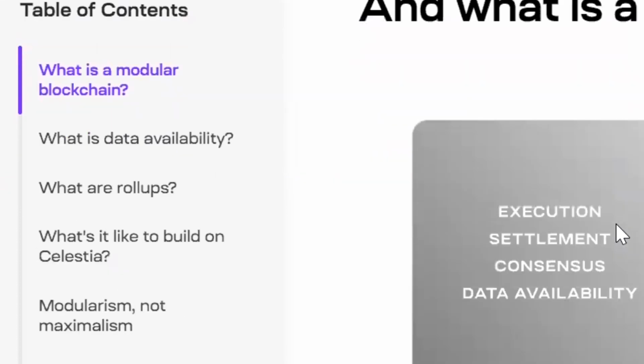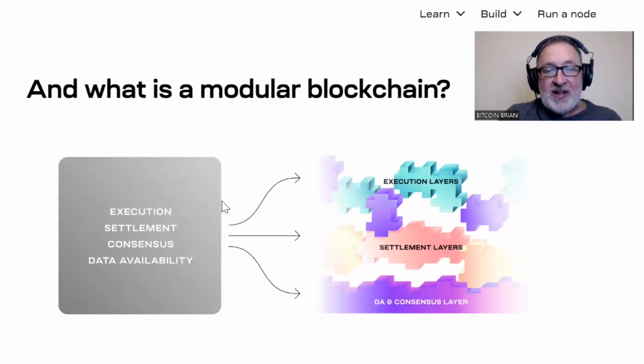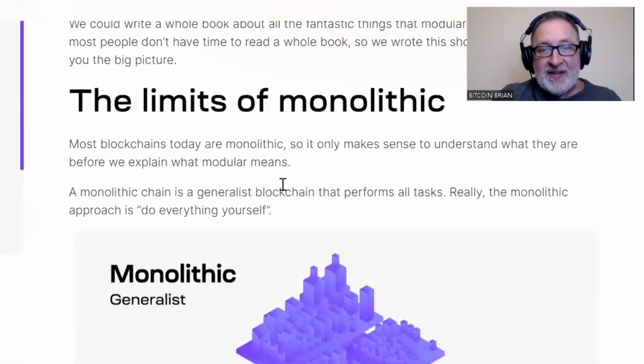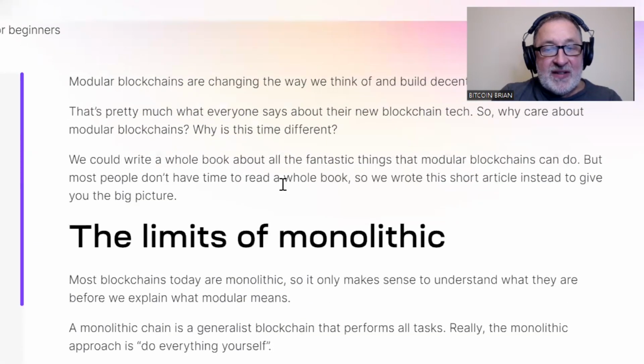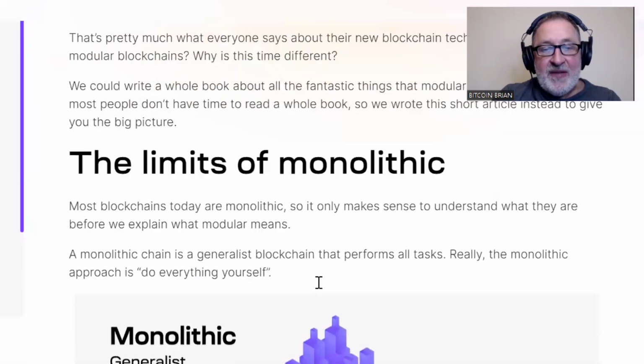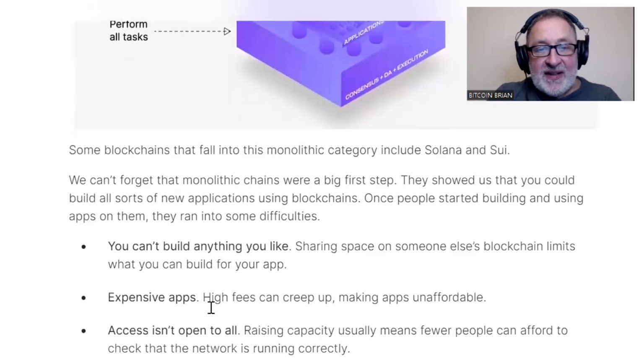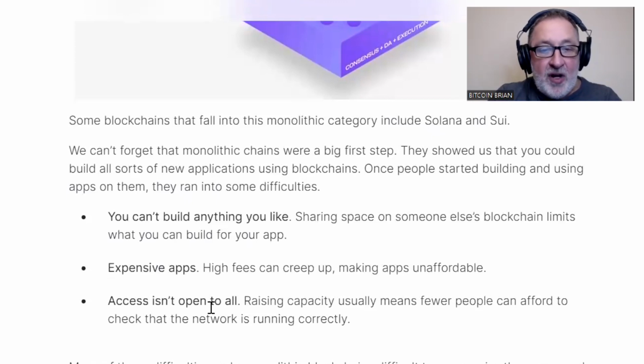So what is a modular blockchain? I have a tab here that compares modular to what the other blockchains do, and I found this. Most blockchains like Ethereum and Solana are monolithic blockchains, which pretty much means that the blockchain is doing everything. Monolithic is a generalist, performing all the tasks. And that's where scalability and congestion and things like that can happen, because the blockchain has to do it all.